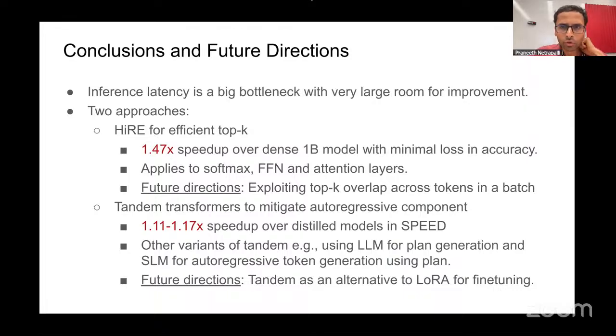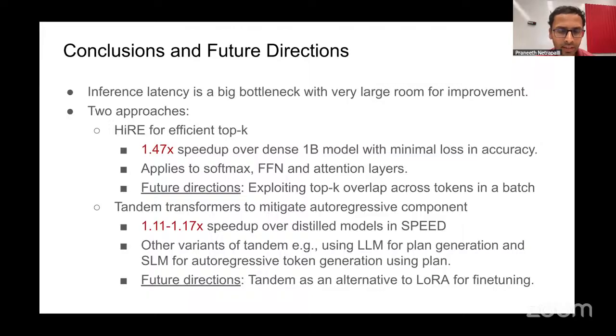Okay, so maybe I can just conclude here and mention some interesting directions for future work. Firstly, inference latency is a big bottleneck in the deployment of these very large and capable models.